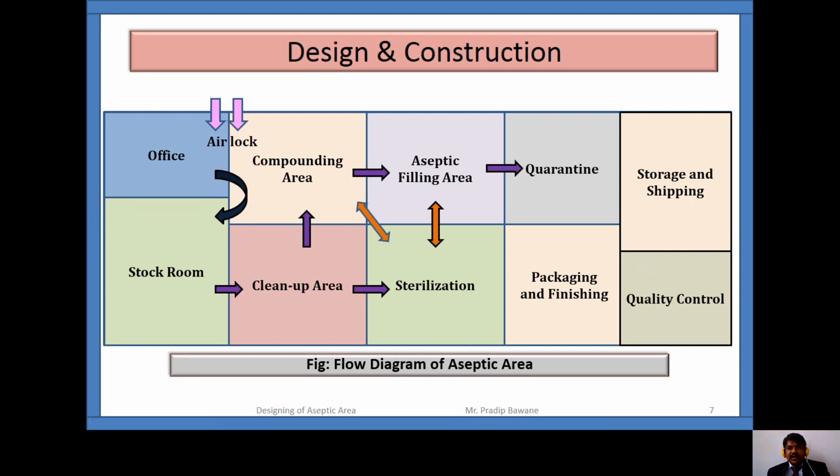The next one is the quarantine area, wherein we keep the products which are in process as well as the finished product.